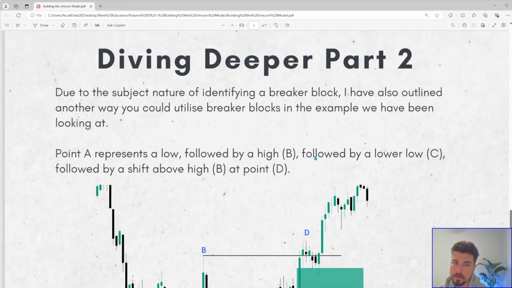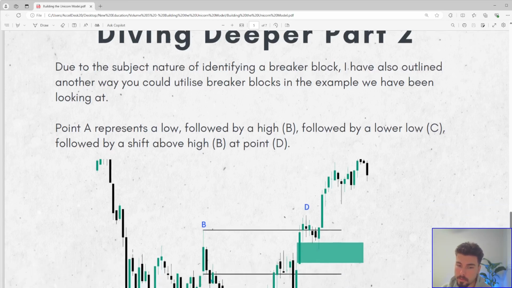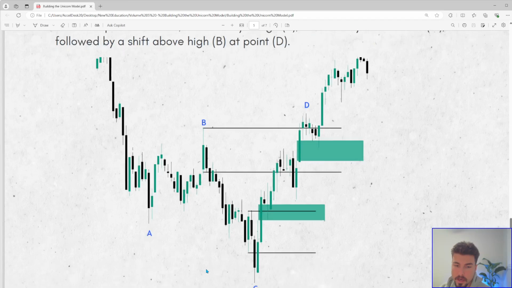I've talked about that a little bit because depending on your definition of breaker block, some people might also consider that a mitigation, but it depends what time frame you're looking at, guys. So I wouldn't be too concerned with, is that a breaker, is that a mitigation? I'd be concerned with what it's telling you about price action.